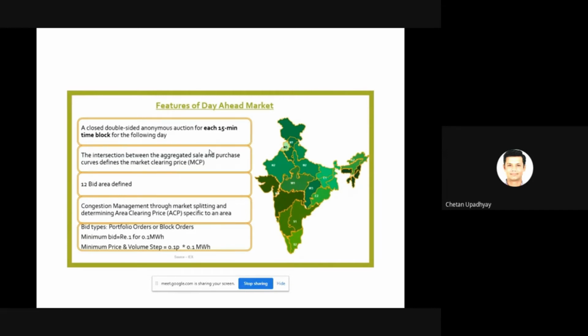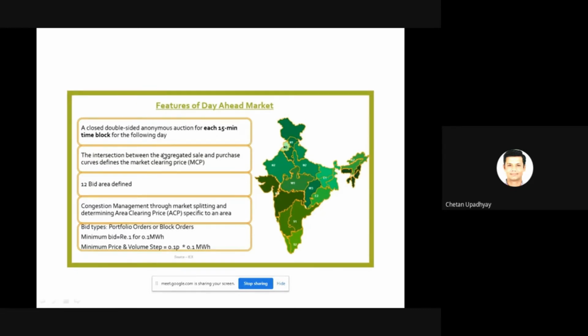Okay, now this happens for our IEX in each 15-minute time block, for the following day. So you can read here, it is clearly stated that a closed double-sided anonymous auction is done for each 15-minute time block for the following day. So the day before, that means on the 22nd, everything is planned for every 15 minutes.